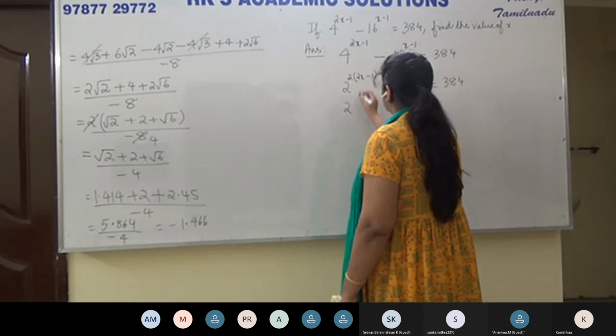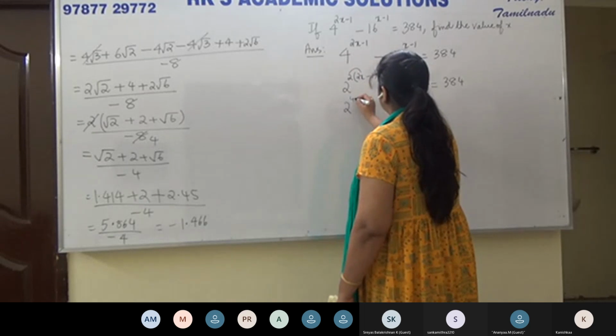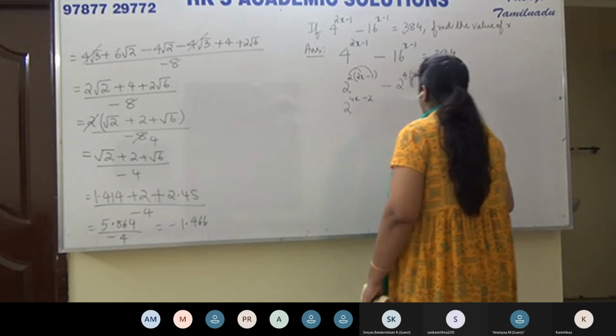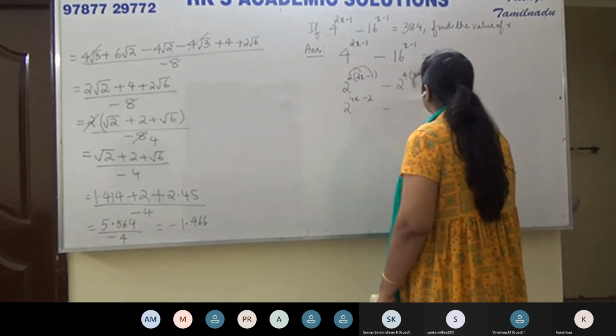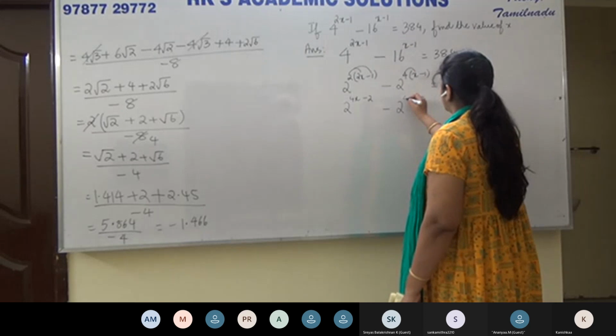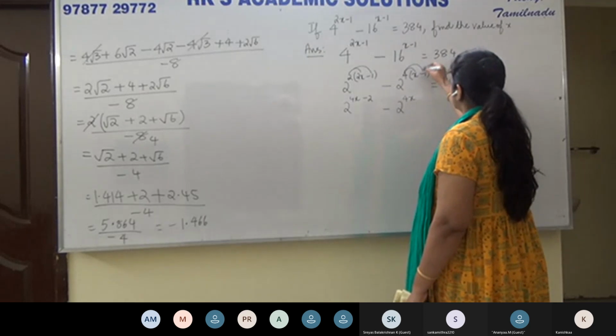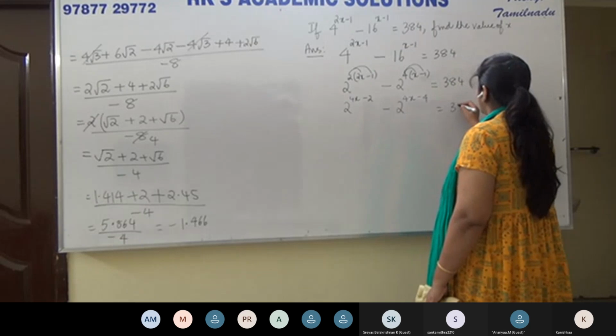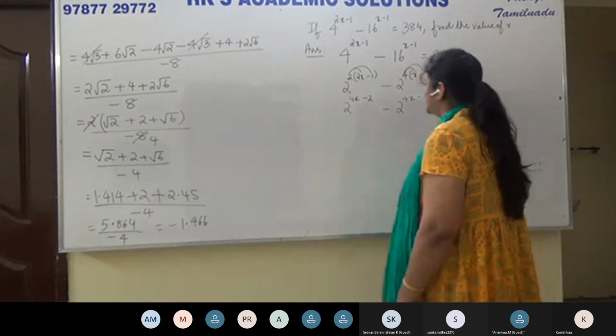Now let's multiply the powers. 2 into 2x is 4x. 2 into minus 1 is minus 2. Minus 2 to the power 4 into x is 4x, minus 4 into 1 is 4. Is equal to 384.